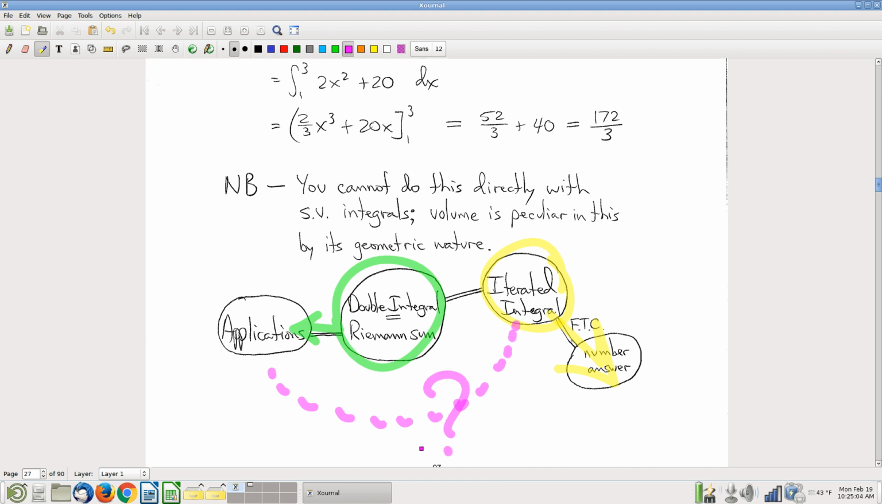It's just not clear what that argument would be. Why is it that the amount of work it takes to do that would be a single variable integral of a single variable integral? That immediate connection is not there.